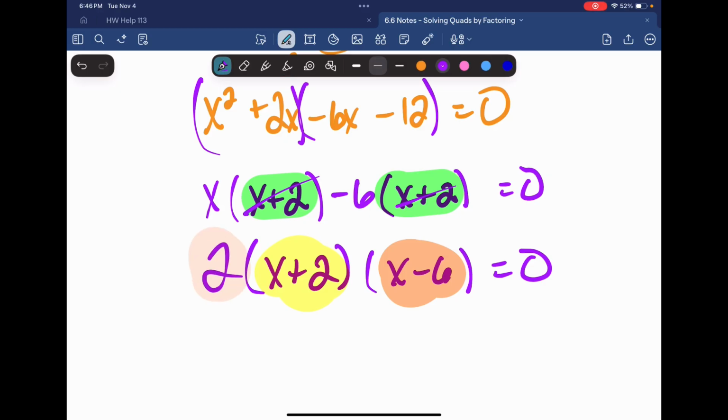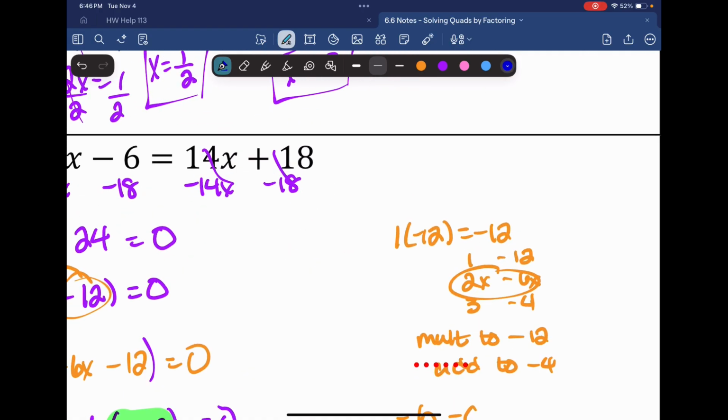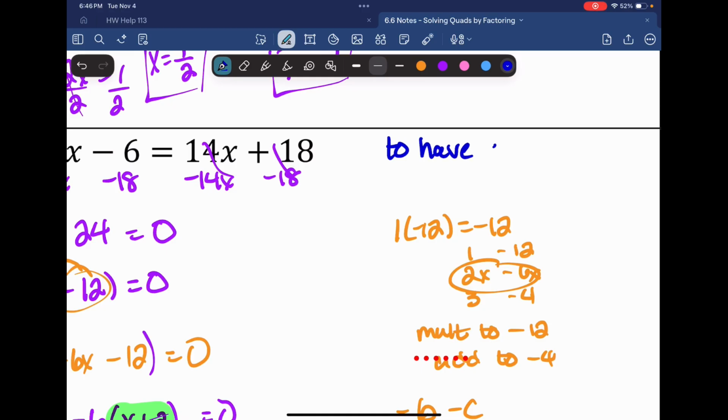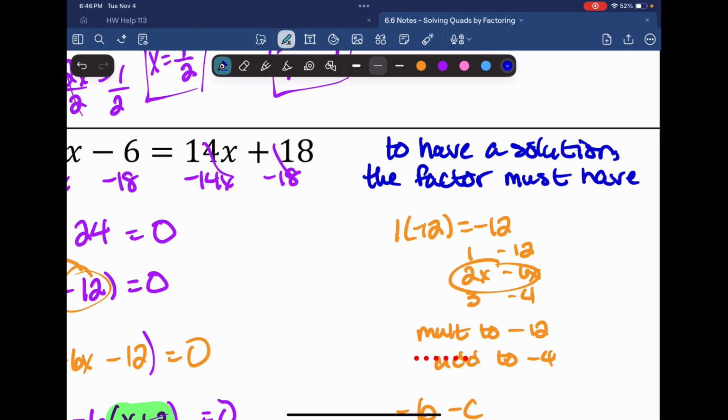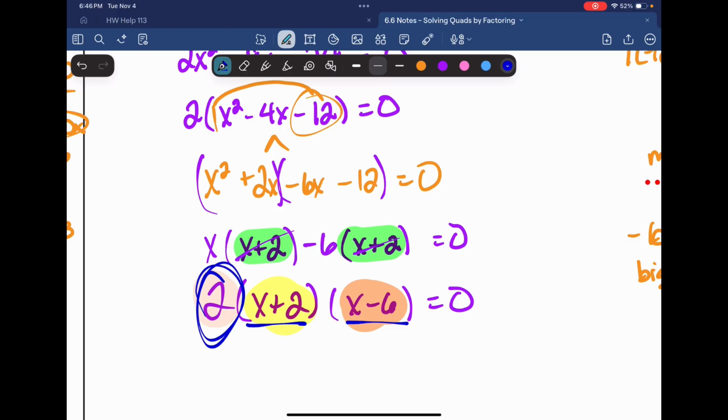How many of those actually have a variable? That one and that one. To have a solution, the factor must have a variable. If your factor does not have a variable, it does not have a solution. So this 2 does not have a variable. It does not have a solution.